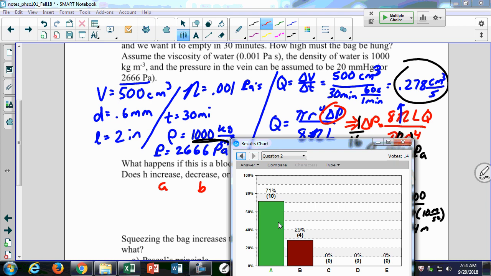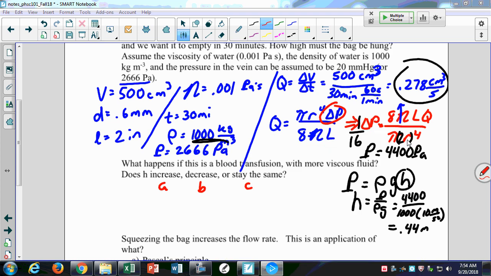All right, good. A is correct. Remember, the viscosity, that is that variable eta. And notice how this affects us as we move through: if I increase eta right here, then that means that my pressure increases. And if my pressure increases here, then that means that the height of my bag has to increase. Right? It just requires more pressure to push that more viscous fluid through the needle, so you have to raise the height of the bag. That would be a good question for the test.